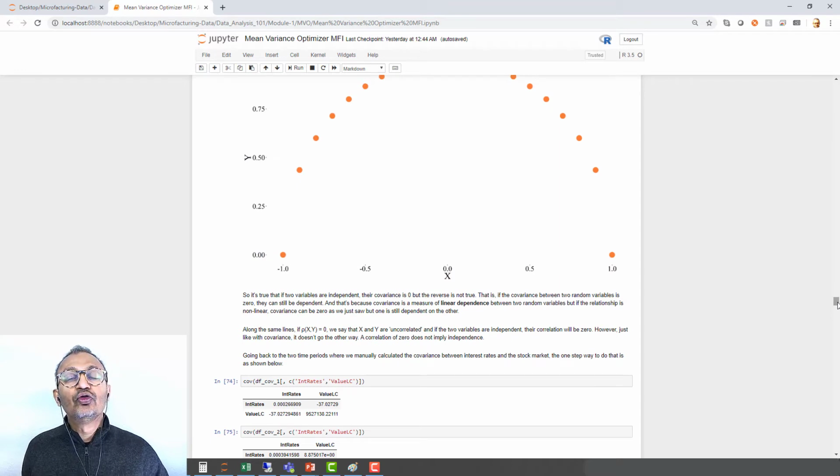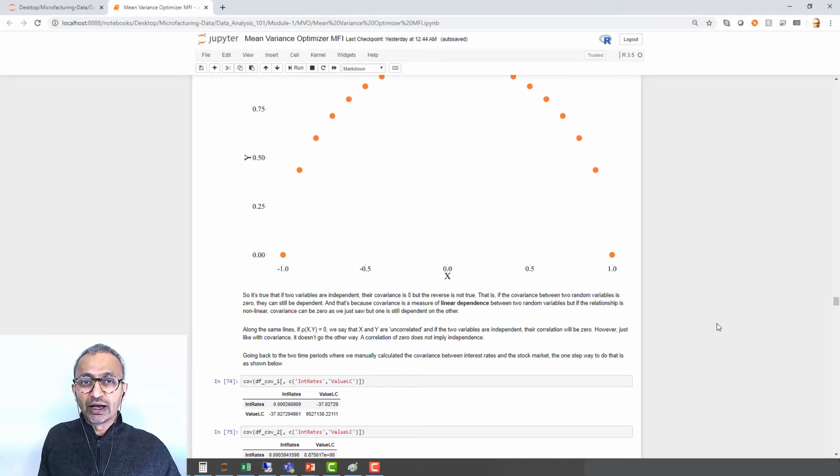Basically what we are trying to imply is that it's true that if two variables are independent, their covariance is 0, but the reverse is not true. Just because we find out that the covariance is 0 doesn't mean that the two variables are statistically independent. They can still be dependent. And that's because covariance, and hence correlation, because correlation is normalized covariance.